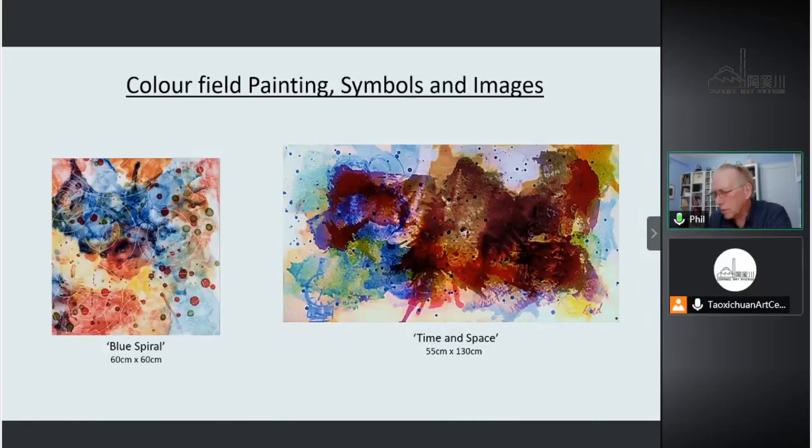Color field abstract paintings with various symbols and images. These paintings tend to be more intuitive in my process, in that I will not have an initial concept or idea, but will start with layers of color fields and allow the composition to develop beyond my conscious mind. The symbols and images are layered into the composition as it develops with no preconceived notion or thought. Blue spiral is symbolic of creativity and the universe. Time and space speaks of the infinite unconscious universe beyond our limited conscious experience, since time and space are human constructs.